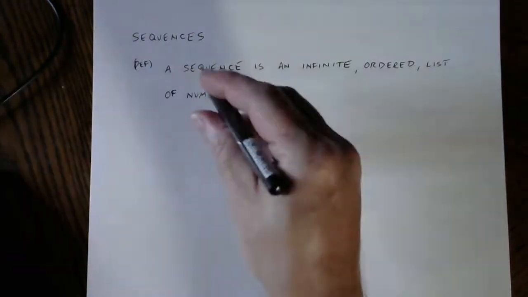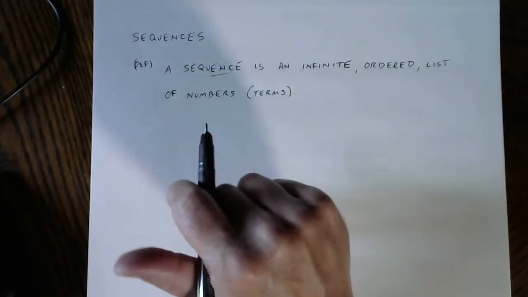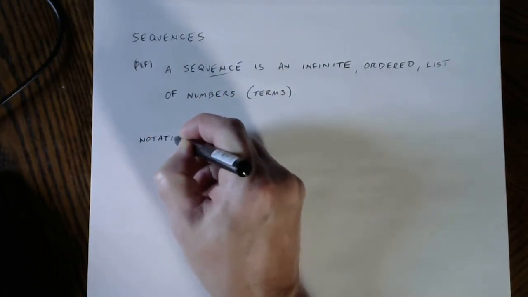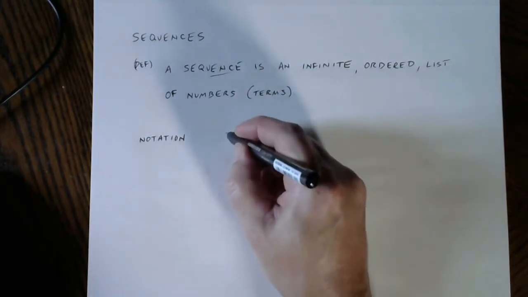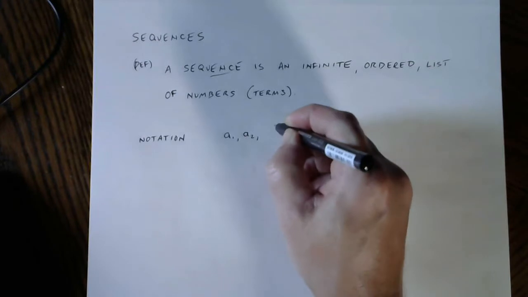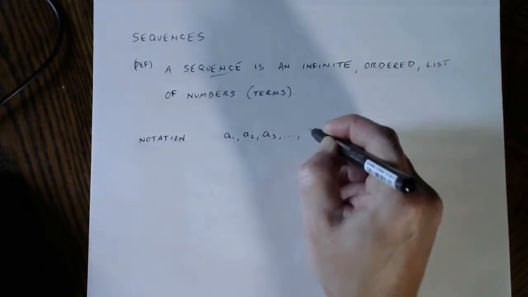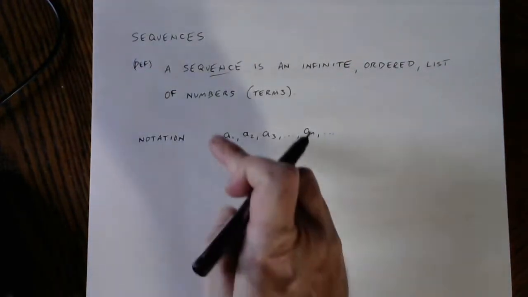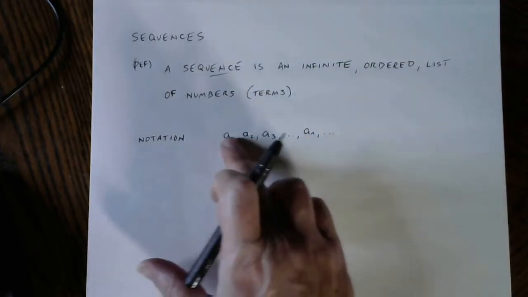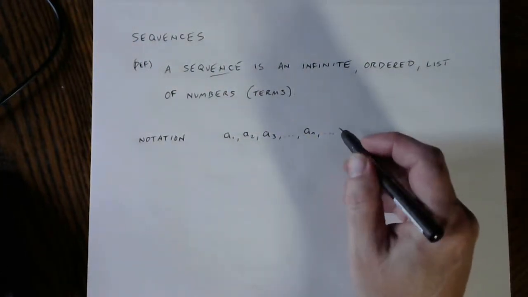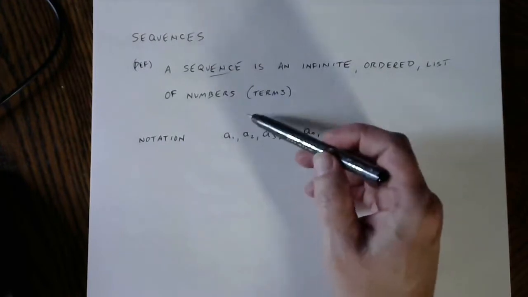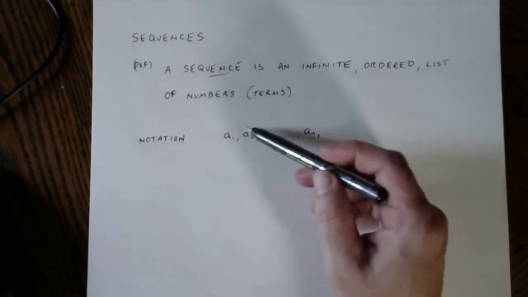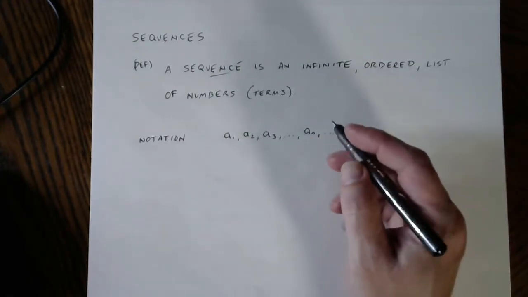So there are different ways to represent these things. Sometimes you'll see them listed out. So there's a definitive starting point, but because it's infinite, there's no end, and we represent that with the dot, dot, dot. So the first term we call A1, A2, A3, and this keeps going, right? So these would be actual real numbers in a live sequence.